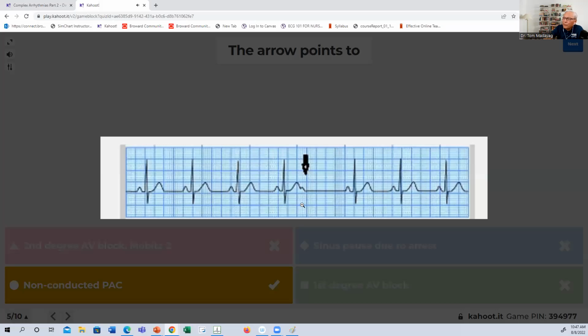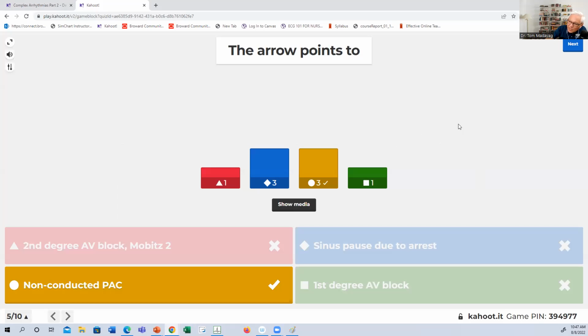Okay, so let's see what this is. As you could see, there are P waves that are coming regularly, and there's one P wave that occurs prematurely. So this is a PAC, but there's no QRS complex following that P wave, and therefore we call that a non-conducted PAC. Non-conducted because the atrial impulse was not conducted through the ventricles. So let's see, 3 of you got that correctly, so that's great.